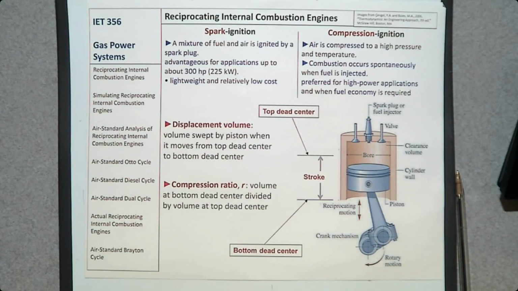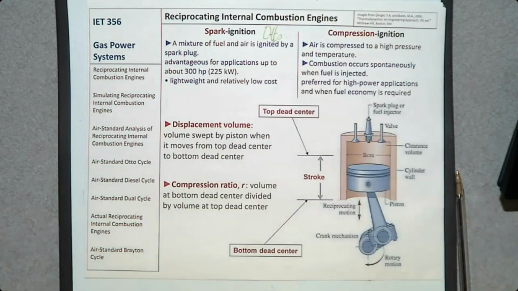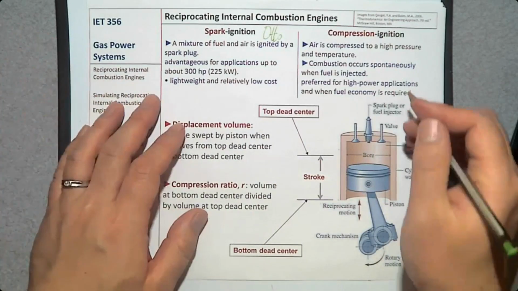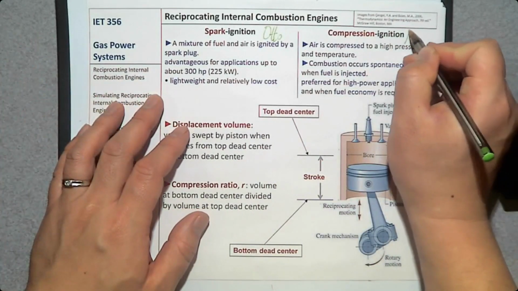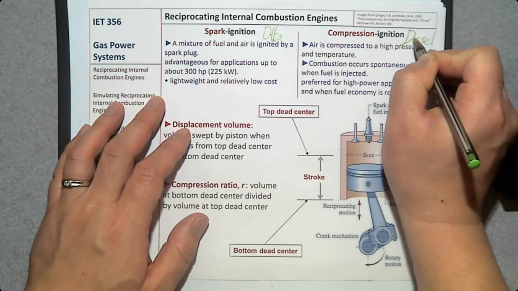So the Otto cycle and diesel cycle are also called the spark ignition cycle and compression ignition cycle. So we are going to see the difference between these two. This one is the Otto cycle. The Otto cycle is the gasoline cycle, the engine in your car. Diesel, on the other hand, is compression ignition.